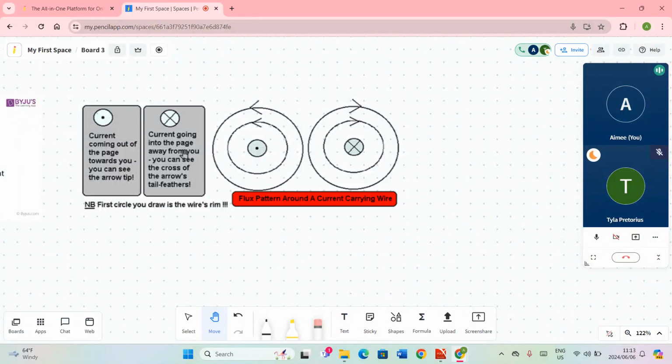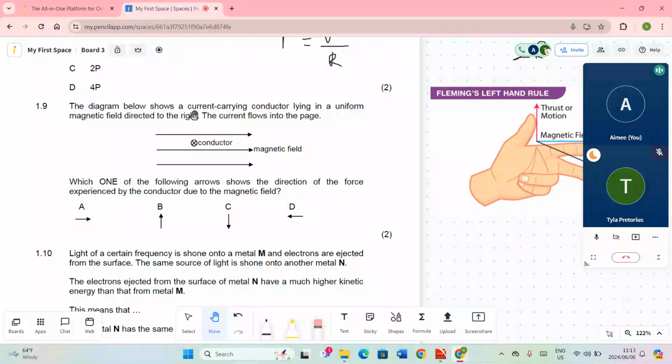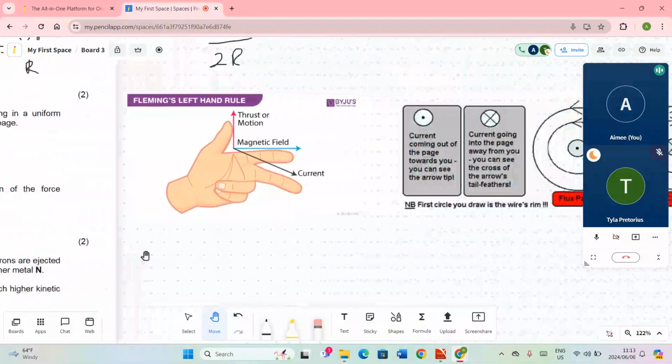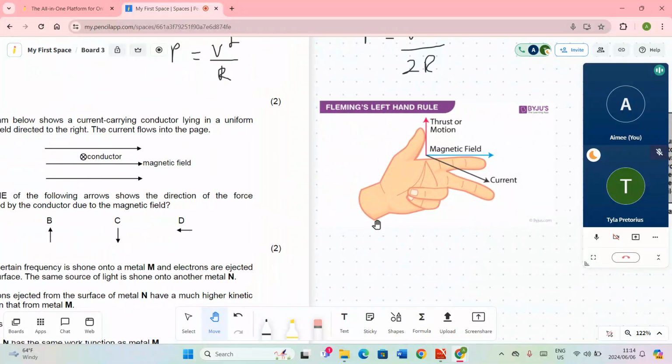If it's an X, it means that current is flowing into the page. If it's a dot, it means that current is flowing out of the page. And when we are dealing with current carrying conductors, we focus on Fleming's left-hand rule. So you put your hand into this position, you point this finger in the direction of the magnetic field, which is to the right. You point this finger in the direction of the current, which is into the page.